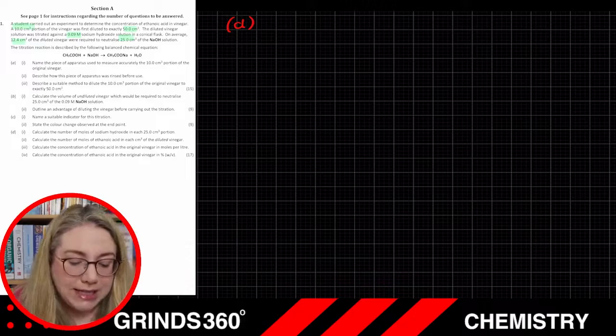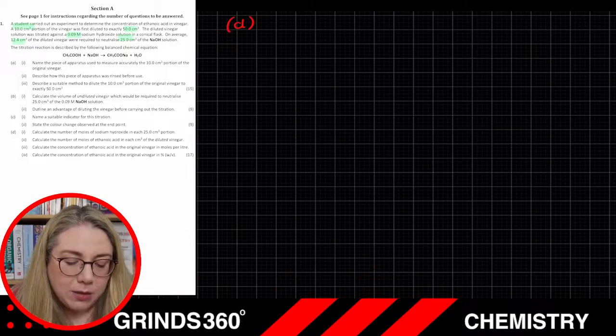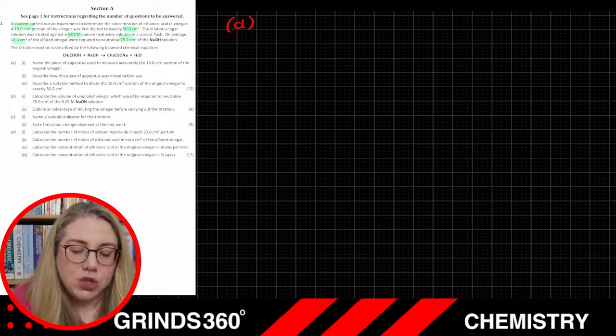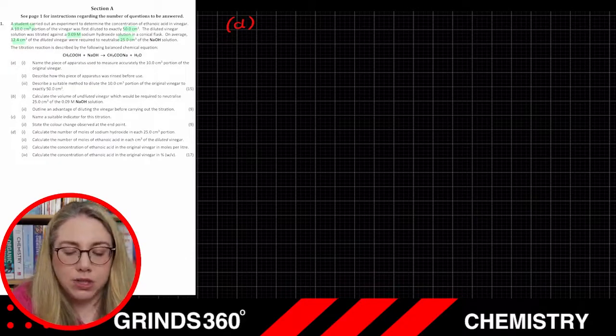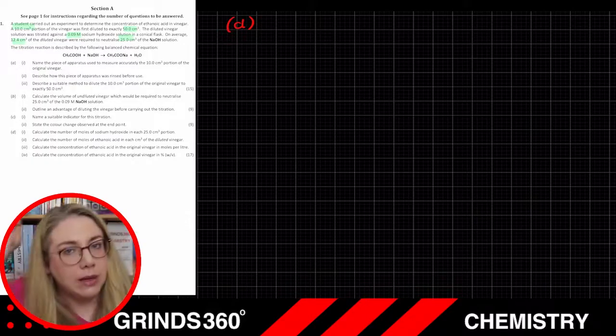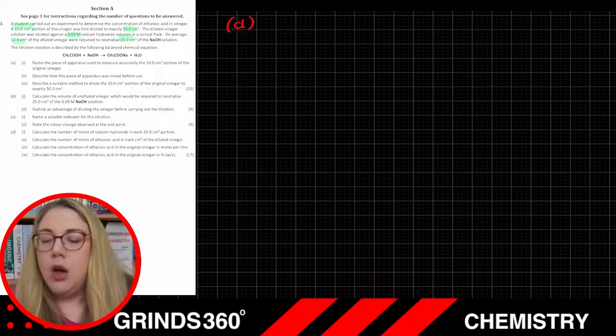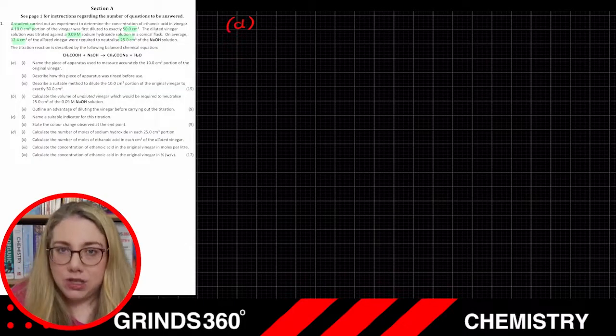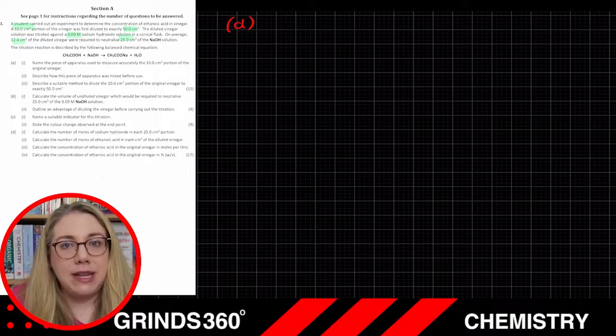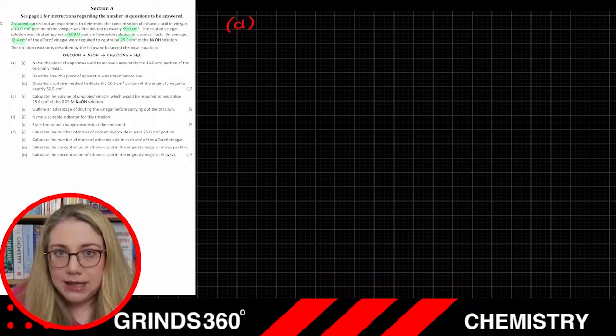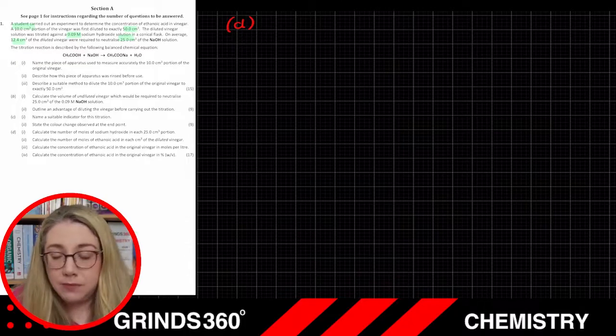Now we go down to question D. Part 1. Calculate the number of moles of sodium hydroxide in each 25 centimeters cubed portion. Now, what I'd recommend doing before you launch into the calculation is this. Write out the balanced equation that's given in the question. In titrations, you will always be given the balanced equations, so don't learn them off because that's nonsense. You will be given them.